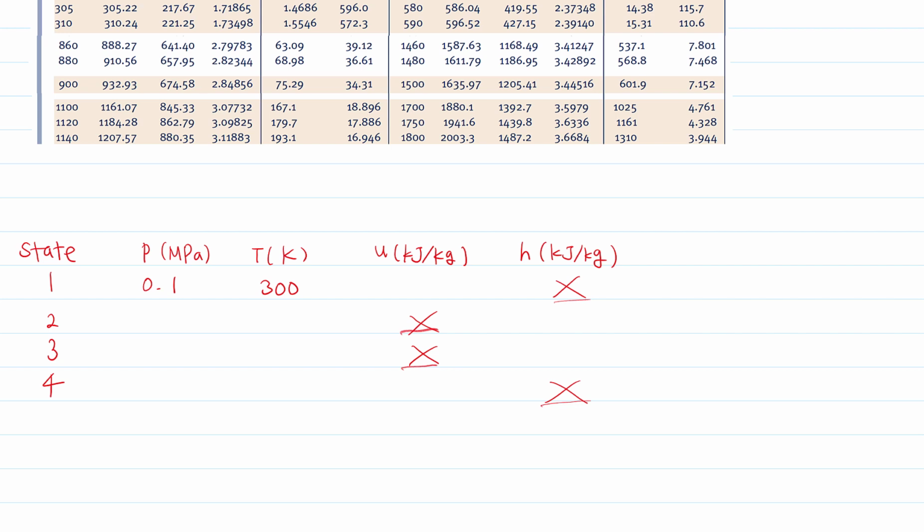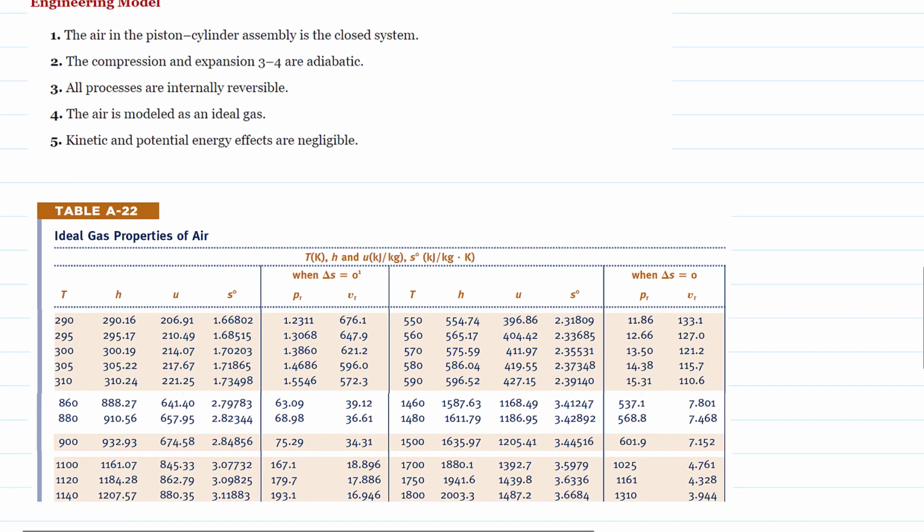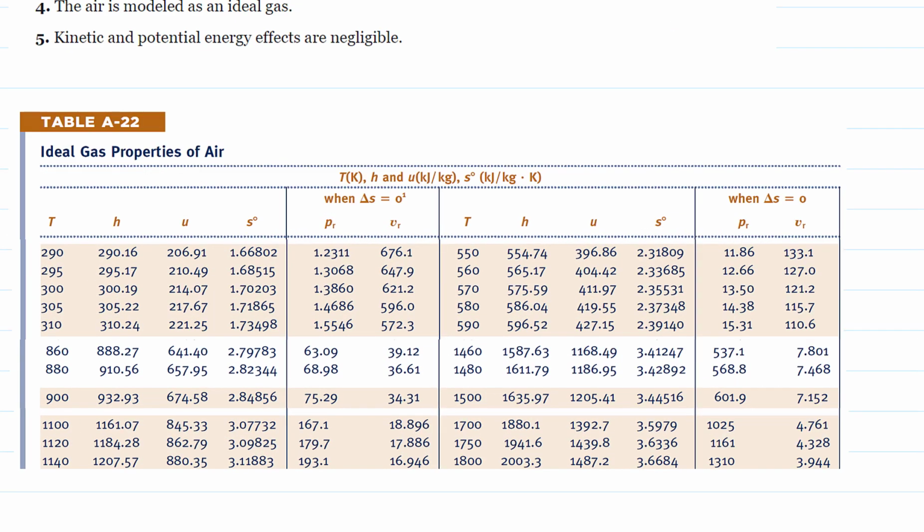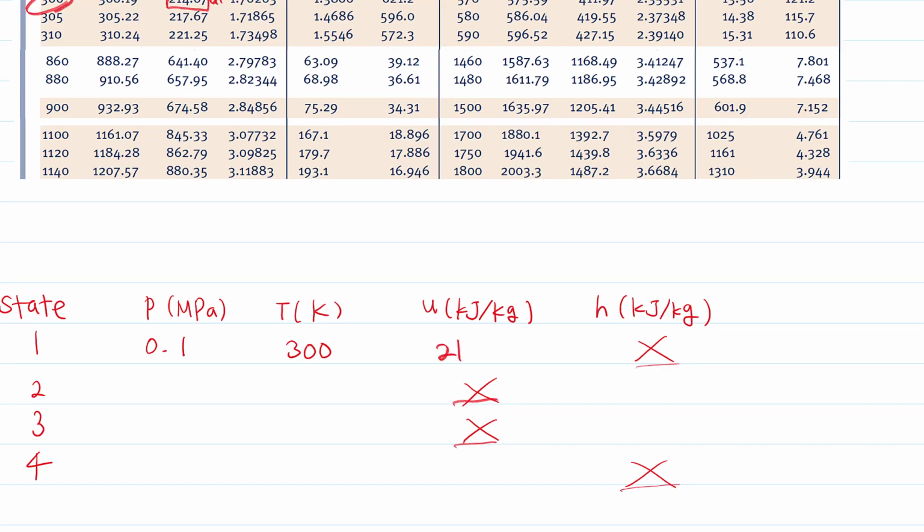Let's begin with state 1. At state 1, the temperature and pressure are given: pressure 0.1 megapascal, temperature 300 Kelvin. So we can fix the state. See table A-22. At temperature 300 Kelvin, internal energy is here. This is u1, so u1 is 214.07 kilojoule per kilogram. And we don't need to know h1.